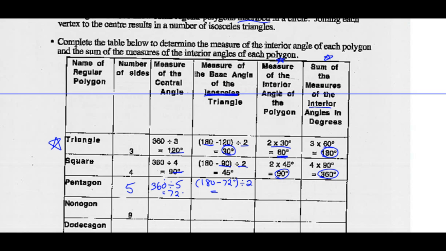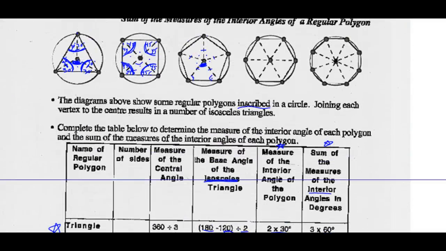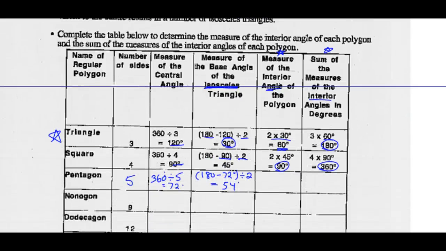All right, so 180 minus 72 is 108. 108 divided by 2 is 54 degrees. So every isosceles triangle here has equal angles of 54 and a central angle of 72. Well, this angle is also 54, so the measure of one interior angle of the polygon is 54 plus 54, or 2 times 54, which is 108 degrees.